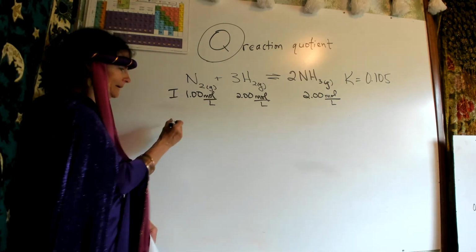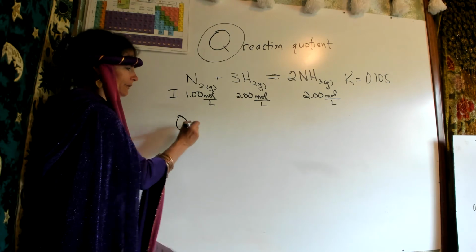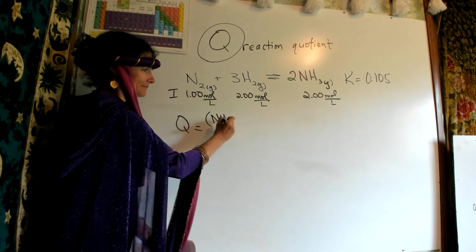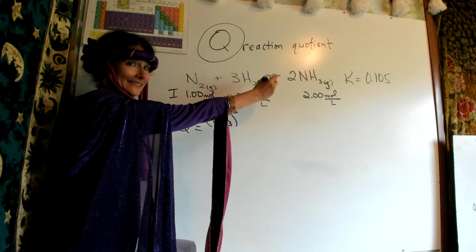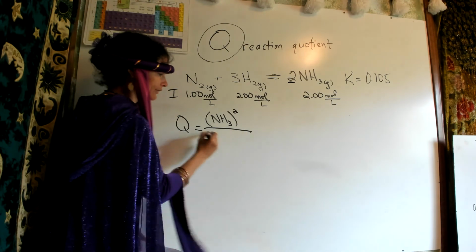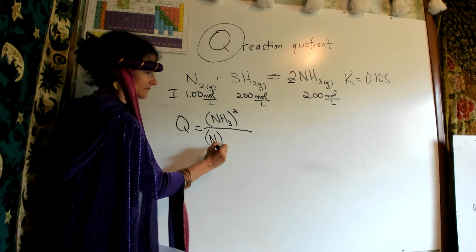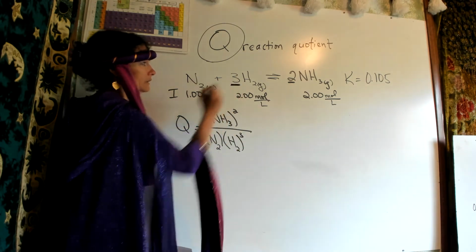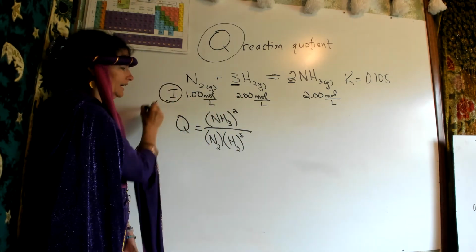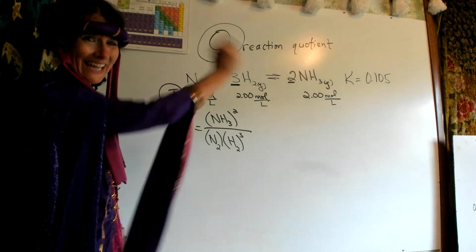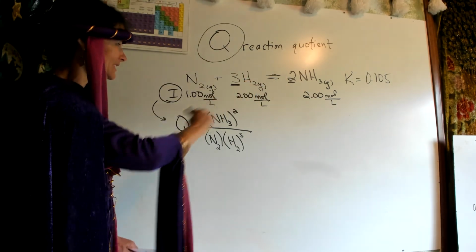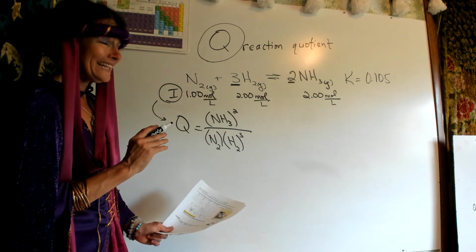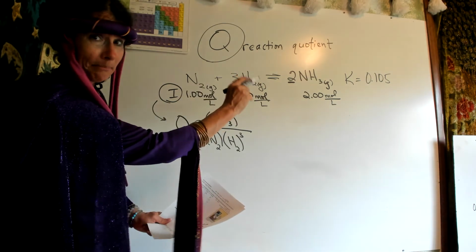Now we're back. So Q, we write the same as K, products over reactants. NH3 squared, because of the 2, over reactants: nitrogen times the hydrogen. Hydrogen we have to cube. The difference between K and Q: K is E, equilibrium values. Q is initial values. It's going to tell us where we start, and then we figure out what we have to do to get to that balance point.